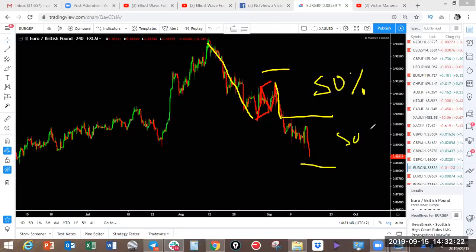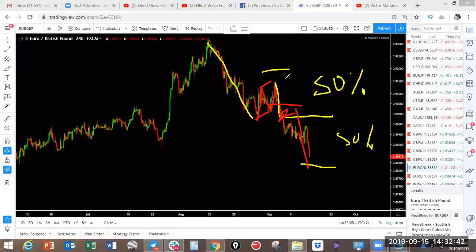So I said to my members, wait for this to correct. And this is the correction. You see it clearly in the 1 hour. This is where you take the trade. If you put your stop loss there, you've got a very nice risk to reward ratio, better than what you would have done here.